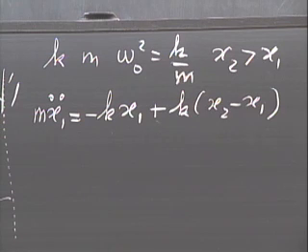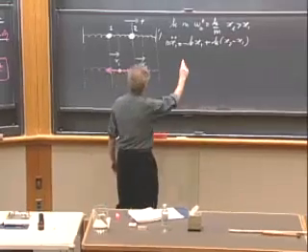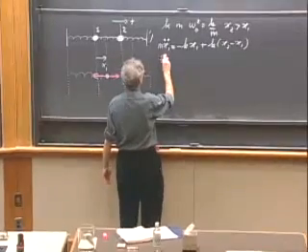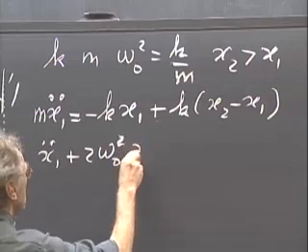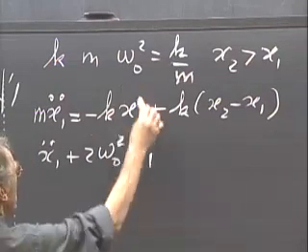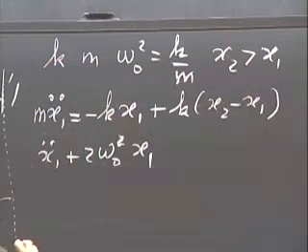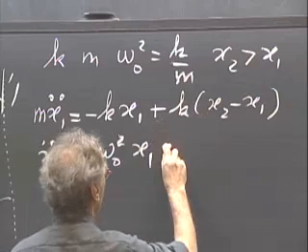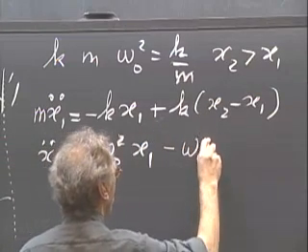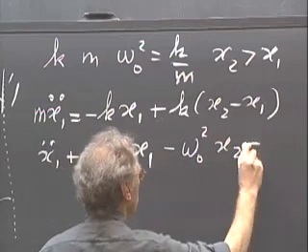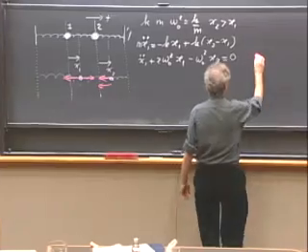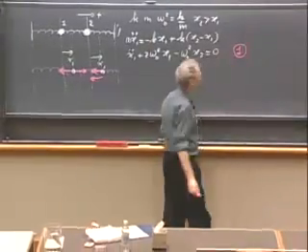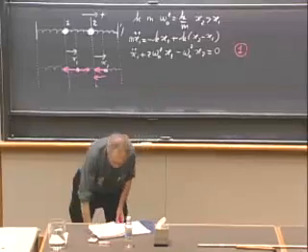I can divide m out now, and then I get that x1 double dot plus 2 omega 0 squared times x1. But you notice I have one here and I have one here. They both have a minus sign. And then I have here plus, so that becomes minus omega 0 squared times x2. That is 0. So that is my first differential equation. So I put a 1 here. So now I go to the second one.